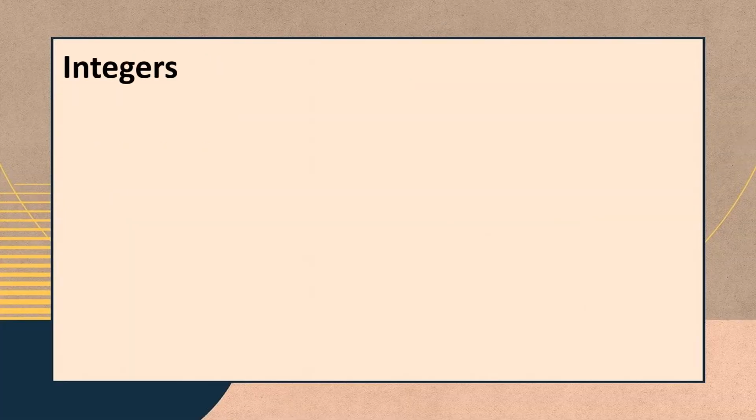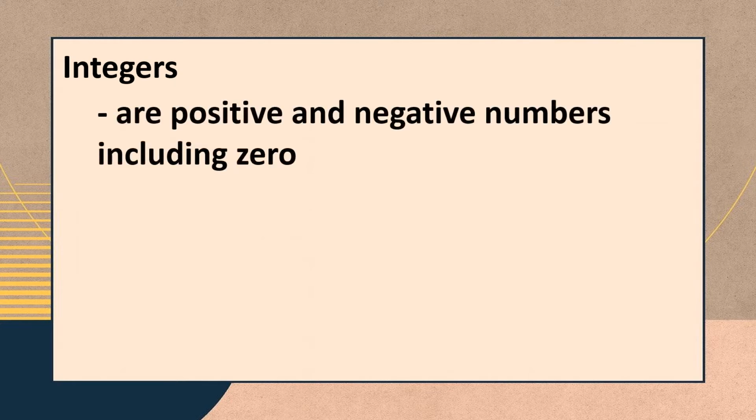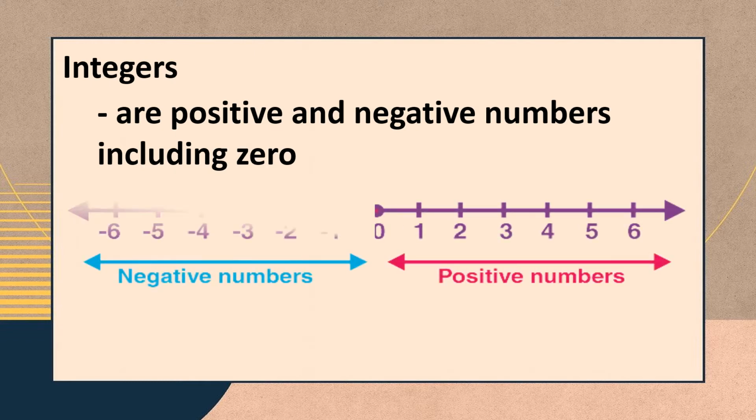Next is integers. Integers are positive and negative numbers including 0. So in integers, 0 is neither positive nor negative. So it is not positive, and it is not negative either. And a non-zero number without a sign means positive. And integers are also called signed numbers.